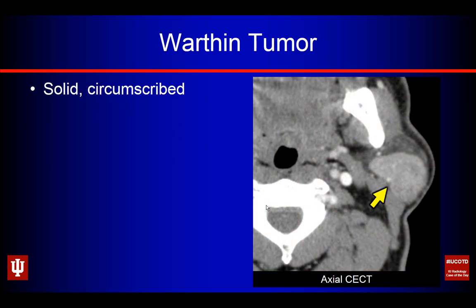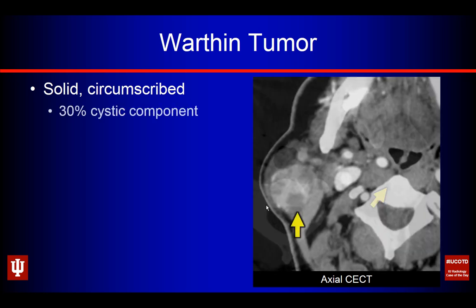What do they look like? Well, here's where the challenge comes in. They have a lot of variability in their appearance. They can be solid and circumscribed, as this case nicely shows. That looks like a pretty benign mass. Can't be certain it's benign without biopsying it, but it has features that look benign.